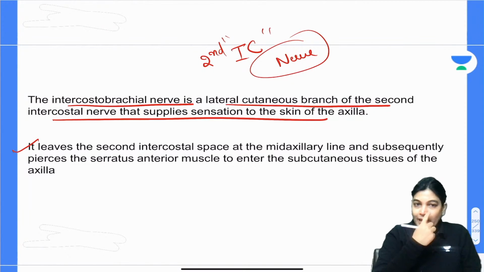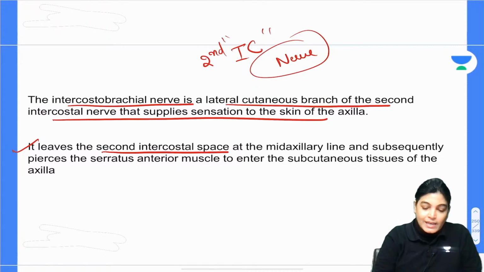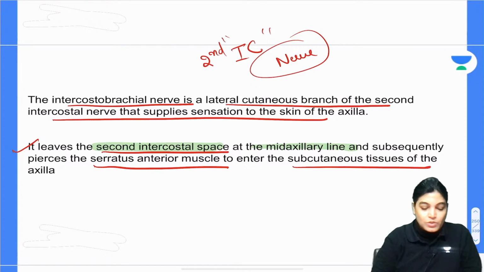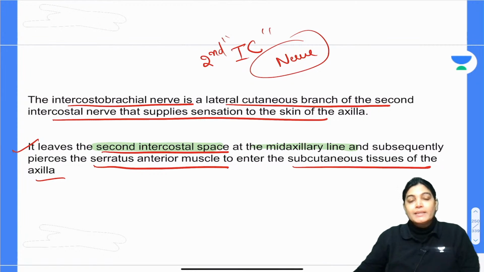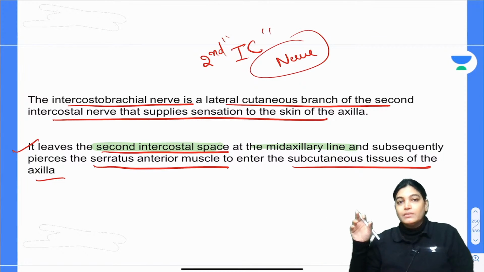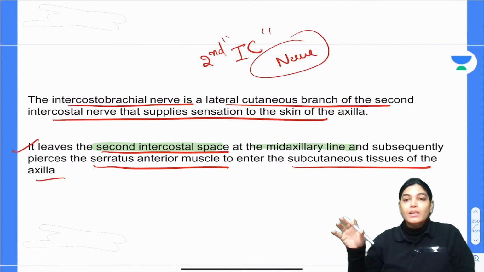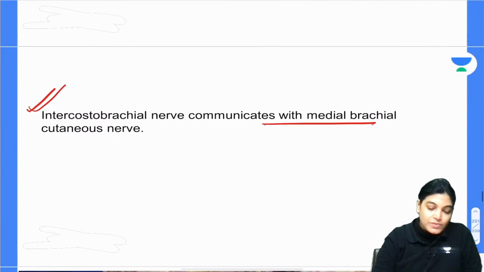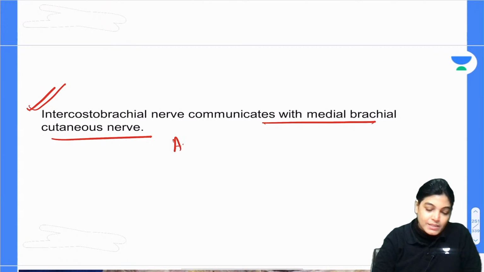When we are talking about the intercostobrachial nerve, it leaves the second intercostal space at the mid axillary line, and subsequently it pierces the serratus anterior muscle to merge with the subcutaneous fat residing in the axillary region. So if you go with a very accurate dissection, you can appreciate the communication of the second intercostal cutaneous nerve with the medial cutaneous nerve of arm. So let me show you that. Intercostobrachial nerve communicates with medial cutaneous nerve brachial, that is, medial cutaneous nerve of arm.